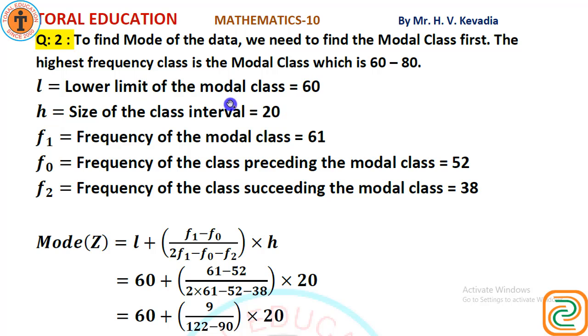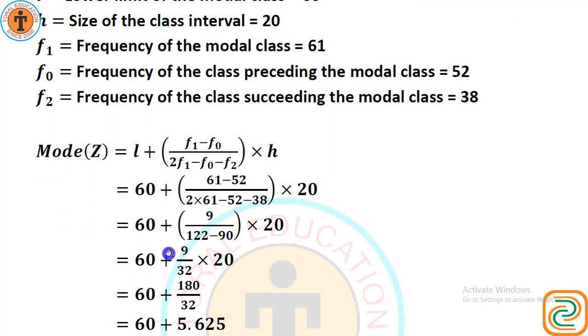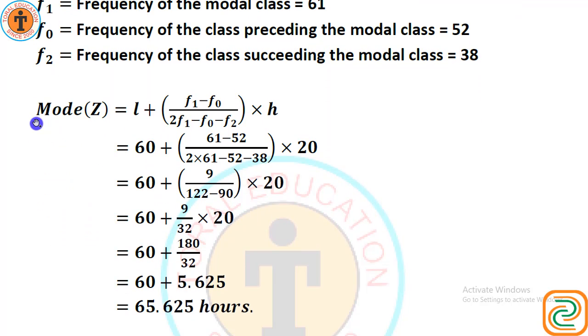L equals the lower limit of the modal class, 60. H equals the size of the class interval, 20. F1, the frequency of the modal class, is 61. The frequency of the preceding class is 52 and of the succeeding class is 38. Okay. Now we have the formula. Mode Z equals L plus F1 minus F0 upon 2F1 minus F0 minus F2 into H.